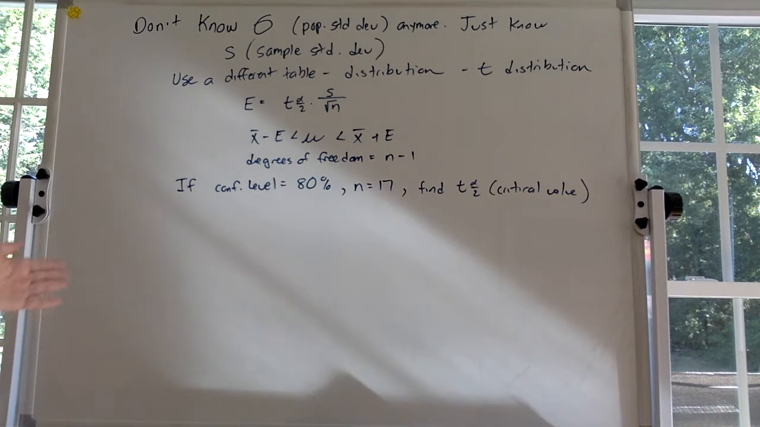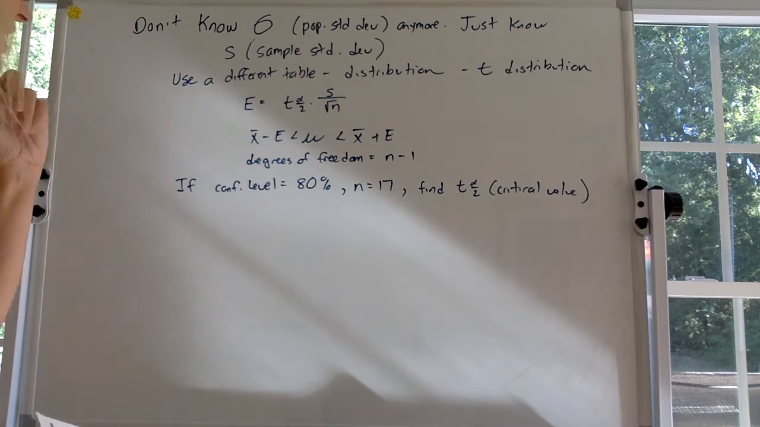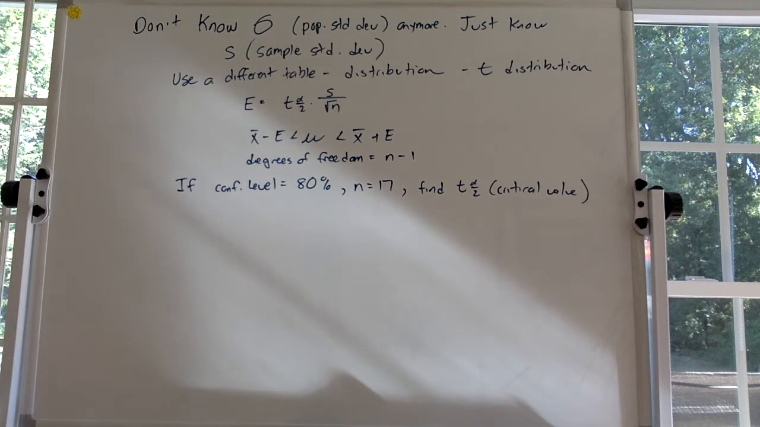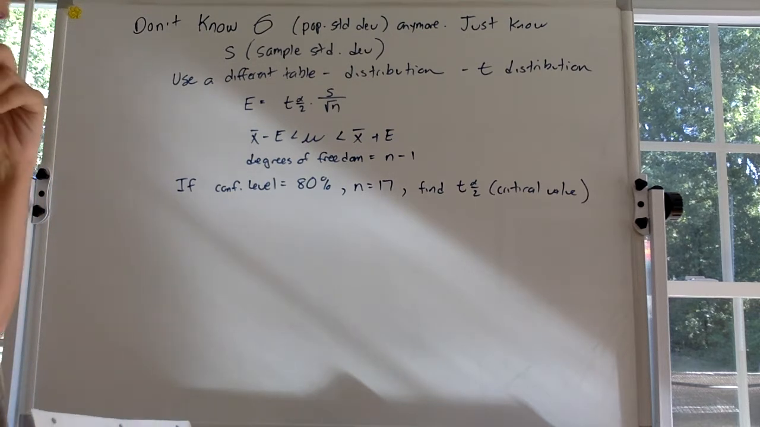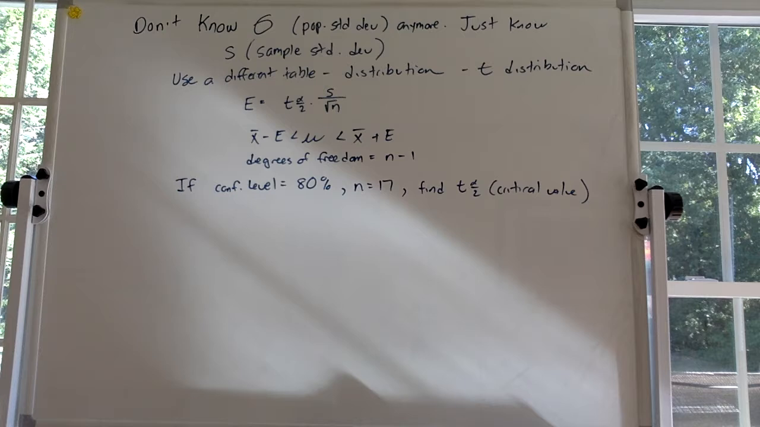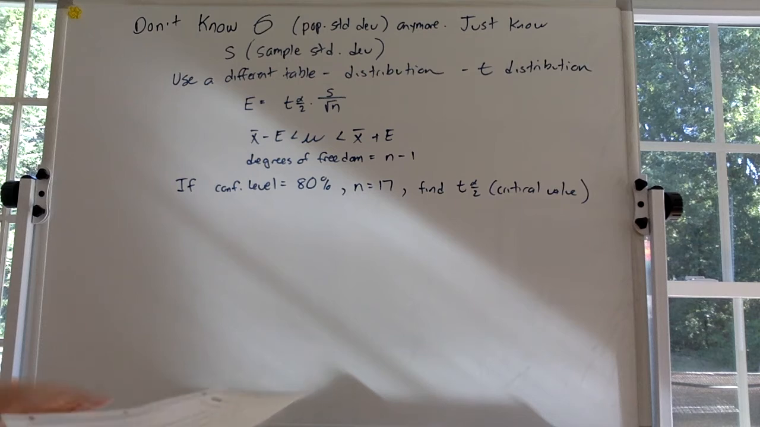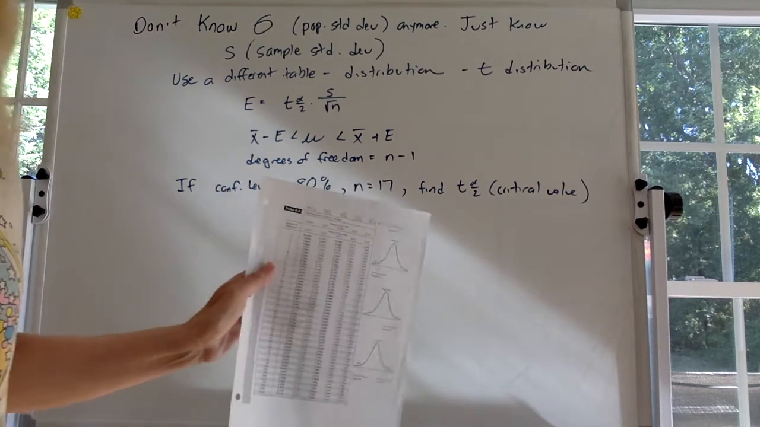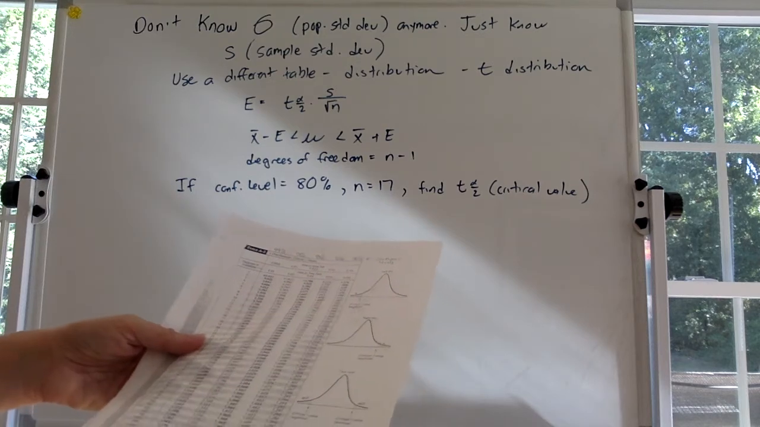So here's our example. If we want an 80% confidence level, and our sample size is 17, we want to find the t alpha over 2, which is the critical value, just like the z alpha over 2 we used before. So how do we do that? Well, we've got to take out this table that I gave you. It's there in Canvas, so you should be able to print it out or look at it.